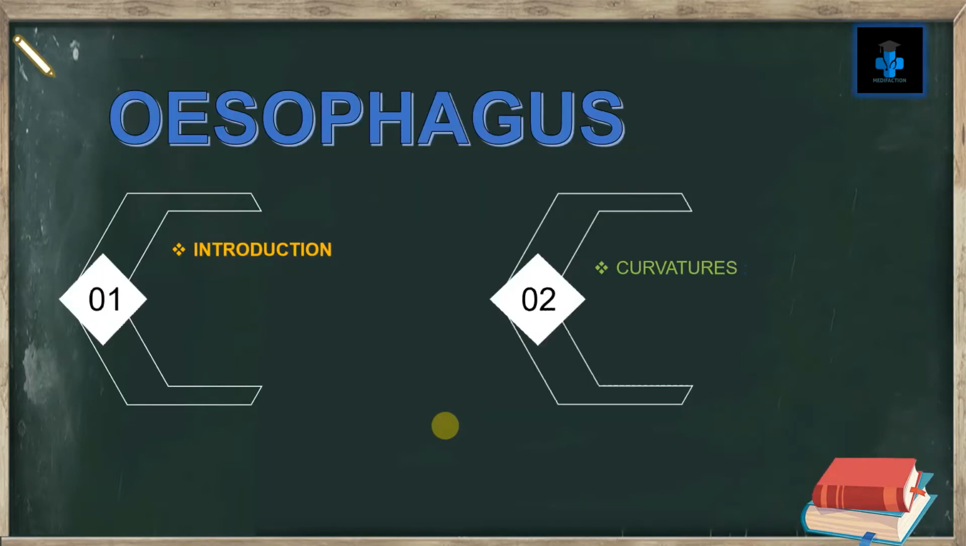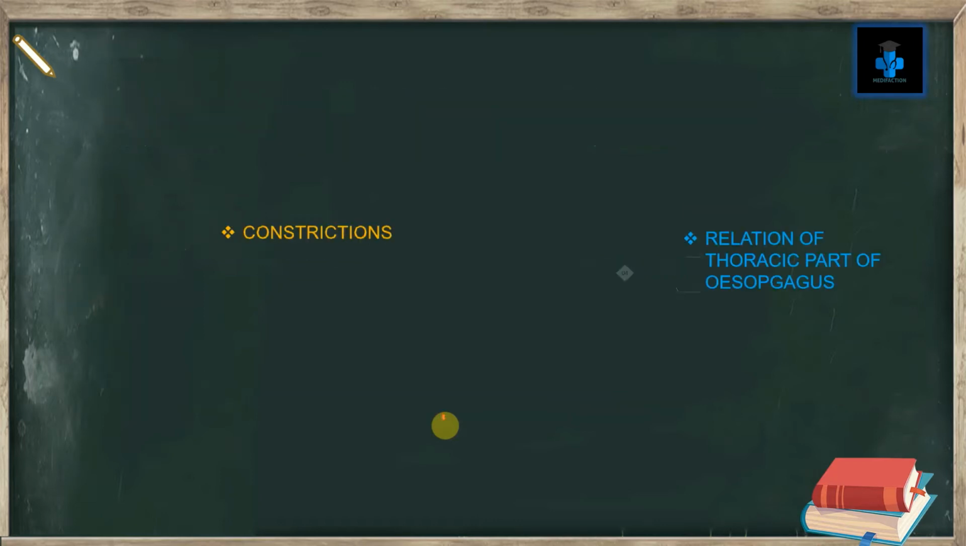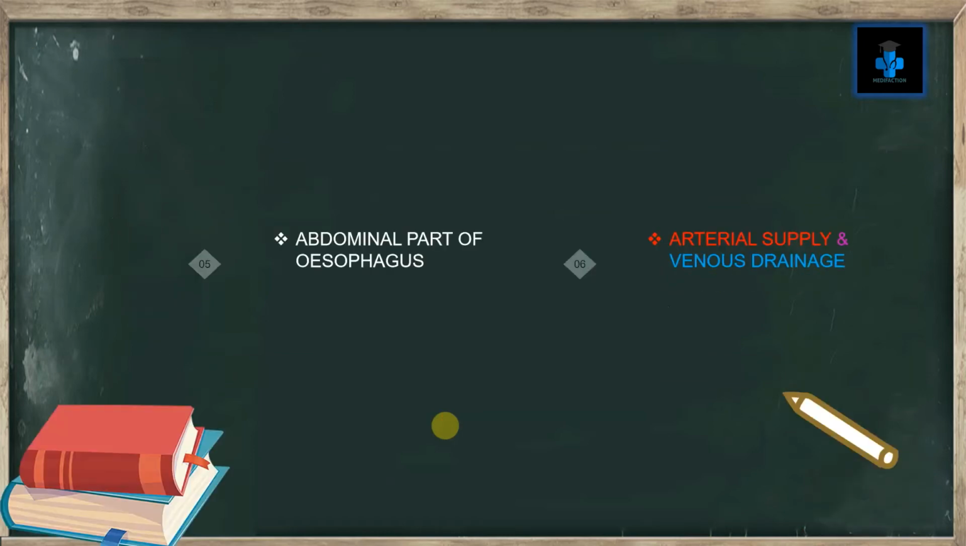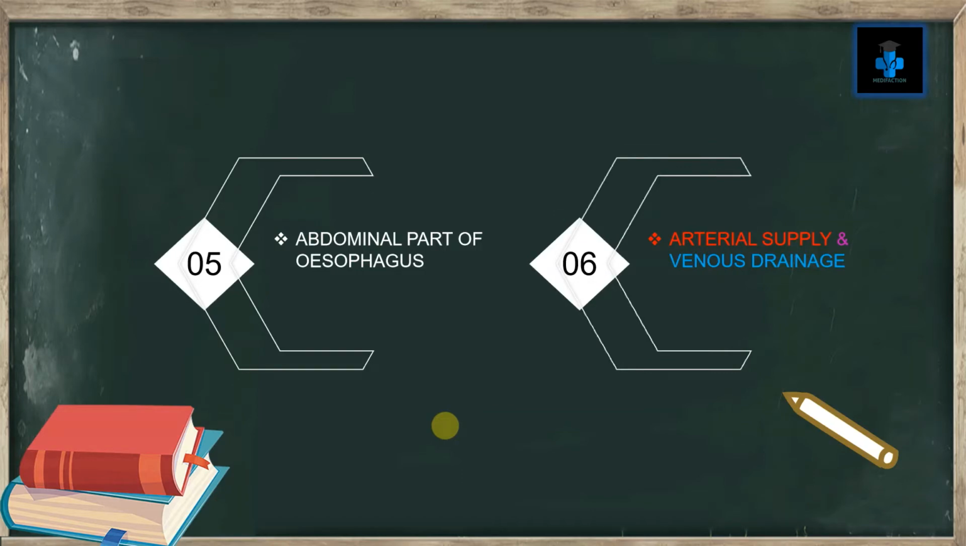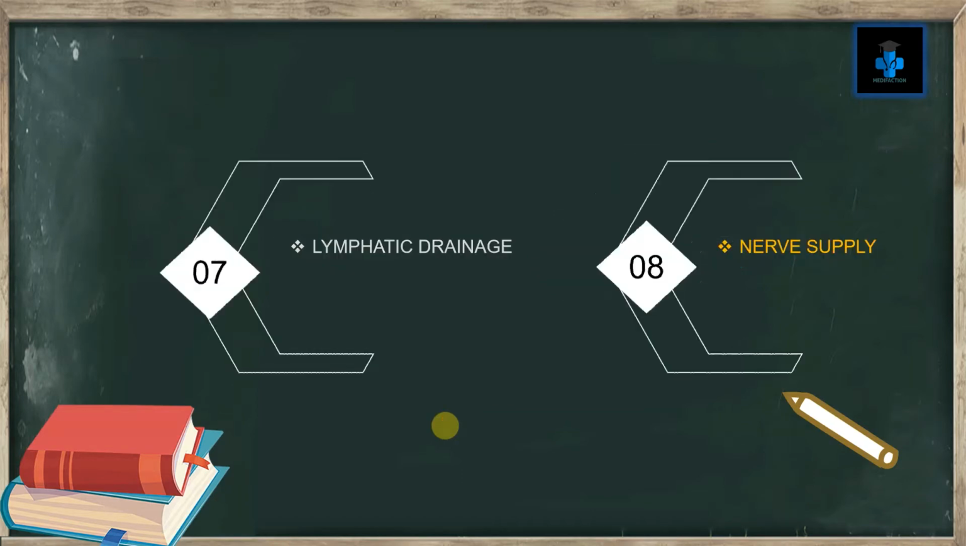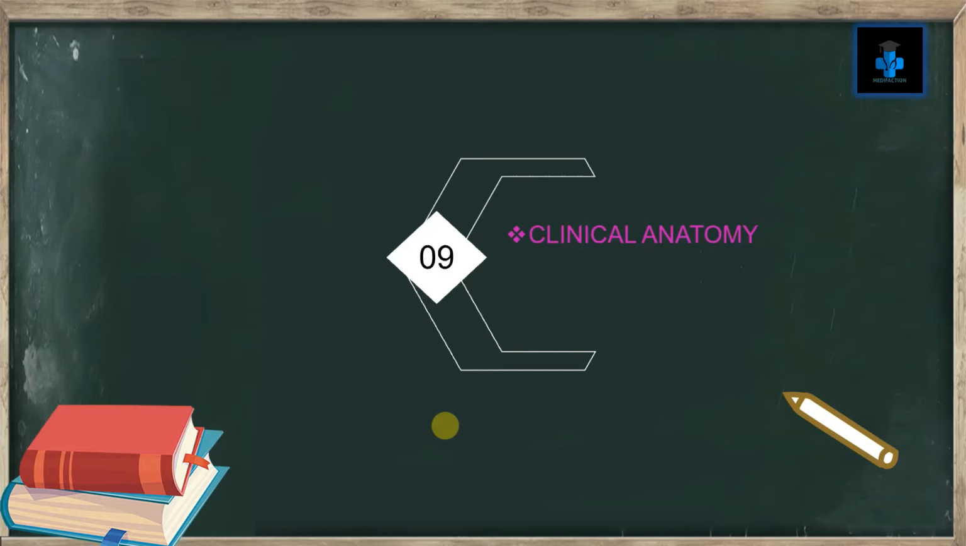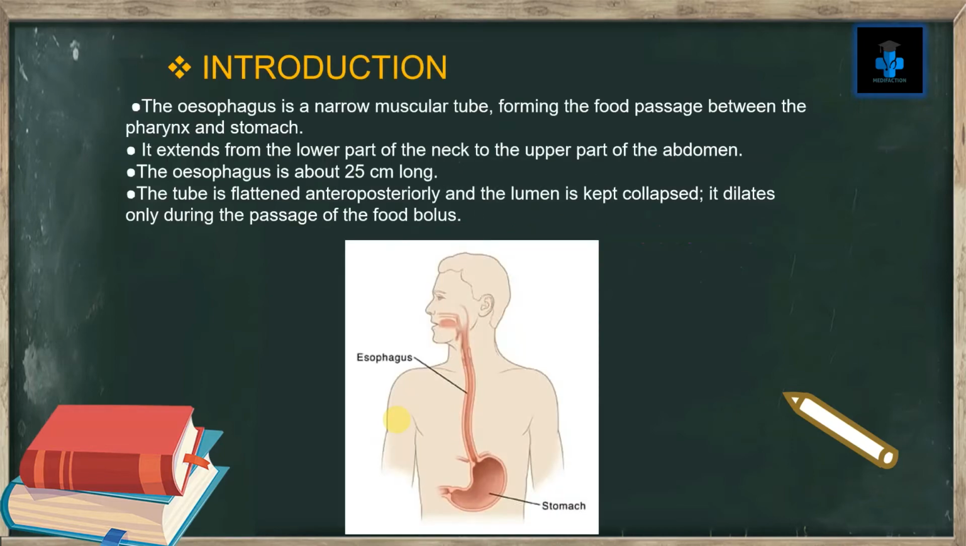So in this video I am going to enumerate an introduction about the esophagus, followed by the curvatures, the constrictions, relations of the thoracic part of the esophagus and the abdominal part of the esophagus, also the blood supply which includes arterial supply and venous drainage, and some lymphatic drainage. We are also going to discuss the nerve supply as well as some important clinical anatomy. So let's begin.